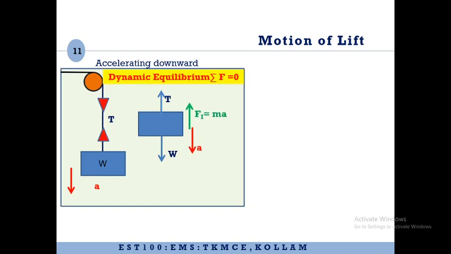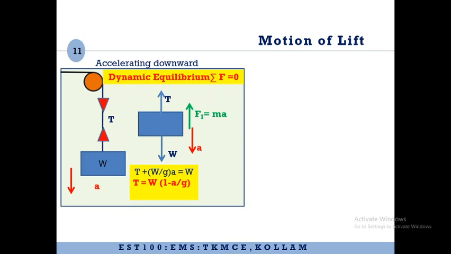Now, if you consider the dynamic equilibrium of the block, you can write it as T plus MA. M can be replaced as W by G. So T plus W by G into A equals W. So T is equal to W into (1 minus A by G). This is the equation of equilibrium of the lift. In this way you can find the tension in the lift. You can see that the tension in the lift is decreased because it is accelerating in the downward direction.